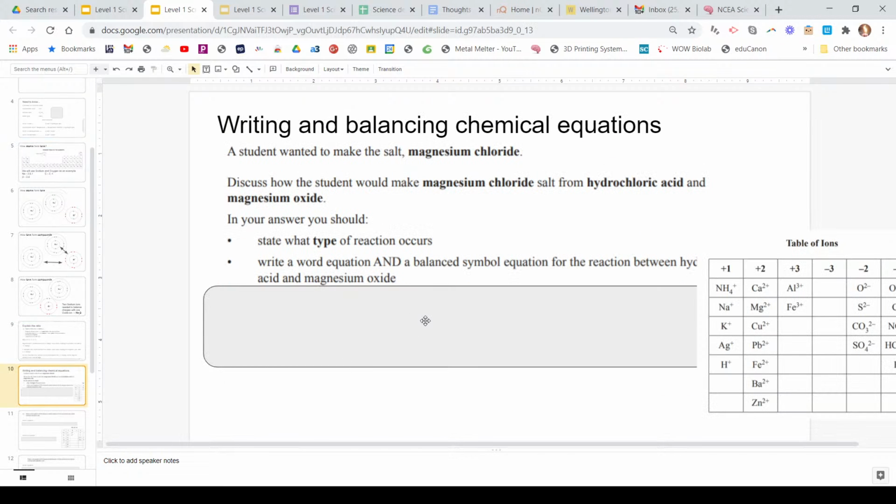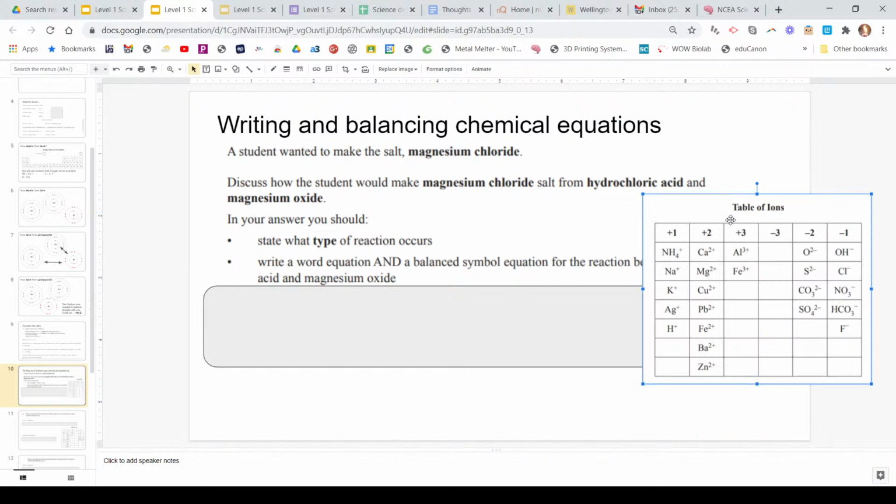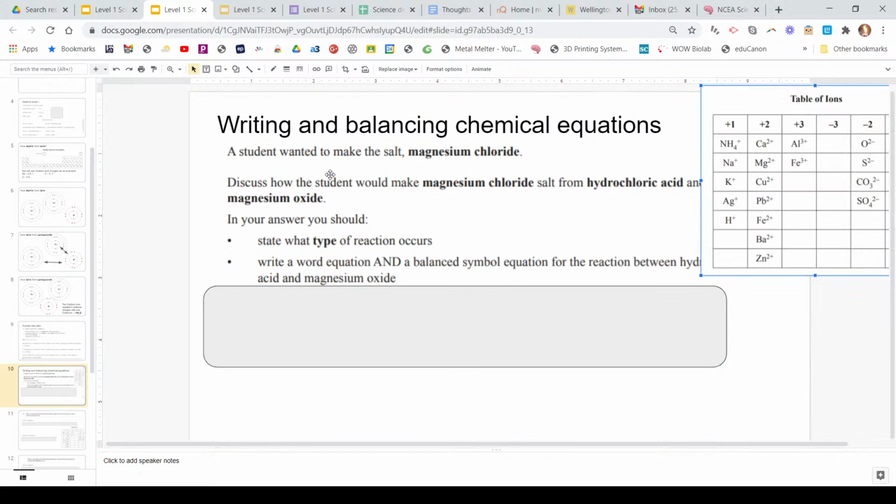Alright, so writing and balancing chemical equations. The table of ions that you're going to get in the exam is really useful here. You're probably going to need to refer back to that. I would always refer back to it just to double check, even if I thought I knew all of the charges.